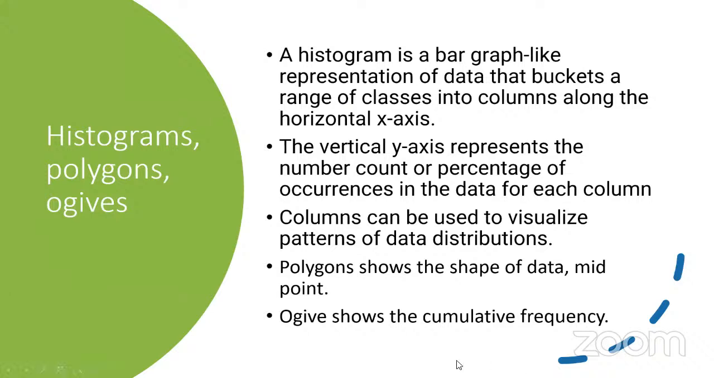A histogram is defined as a bar graph-like representation of data that buckets a range of classes into columns along the horizontal x-axis. So we have the x-axis and the y-axis, and each column represents a different class interval. The vertical axis represents the frequency, or the number count, or percent of occurrence in the data for each column. Columns can be used to visualize the pattern of data distribution, and this is mainly the goal of this graph.